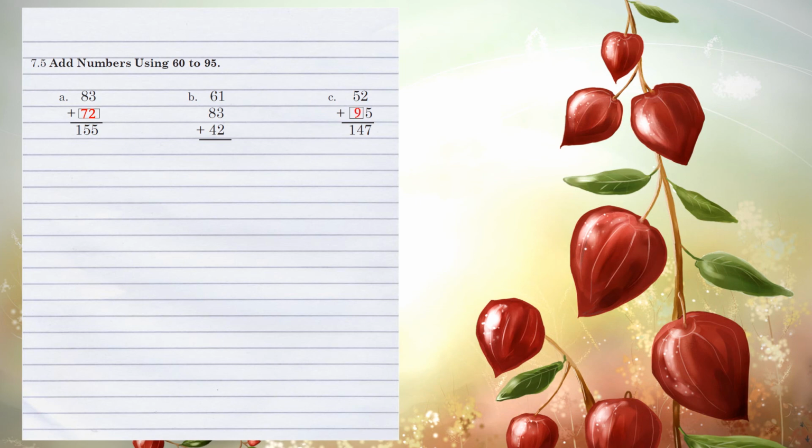Example B. We're adding together three numbers here. So let's start with the ones column. 1 plus 3 is 4. 4 plus 2 is 6. In the tens column, let's do 6 plus 8, which is 14, and 14 plus 4 is 18, for a final answer of 186.